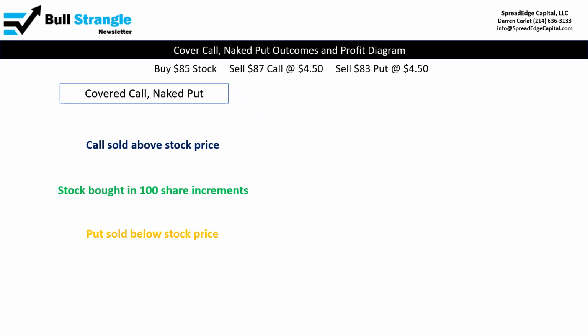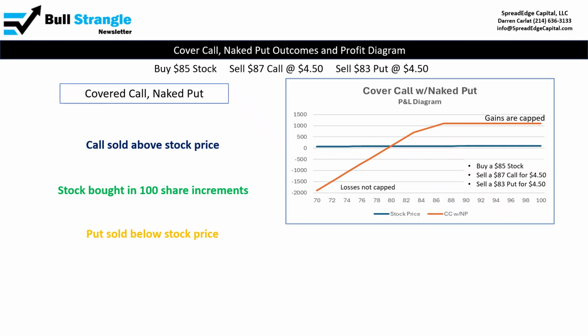Off to the right now, we have this profit and loss diagram. The break-even point on this trade is $79.50. So we can actually see a drop in price of $5.50 and still have a profit, or at least until we hit the break-even point. Our gains are capped once the stock reaches that $87 level. Of course, that's always going to be the case. Anytime you get to the call strike price, that's where your profits max out.